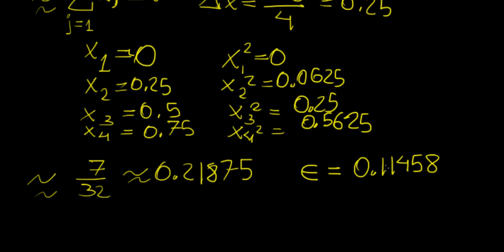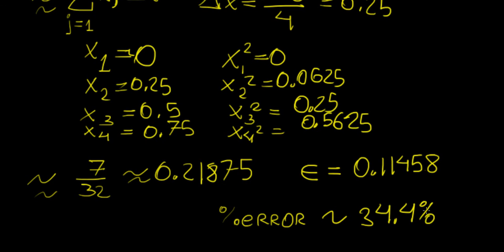So how does that compare to the original exact value? Well, if we take the ratio of this error to the original value, the percentage error in the approximation is around 34.4%. That is quite a lot of error. So obviously using 4 rectangles was not a good idea at all.